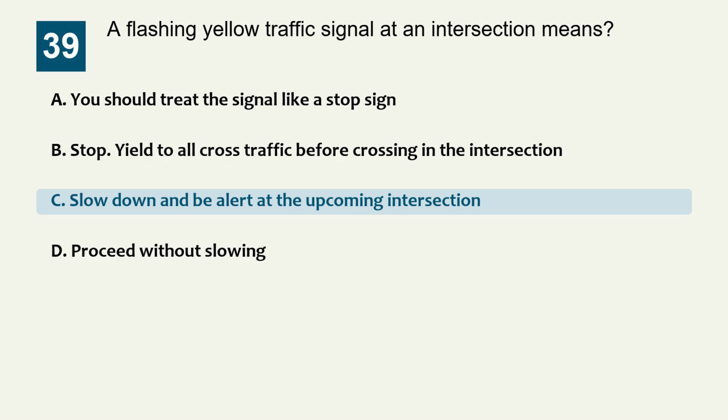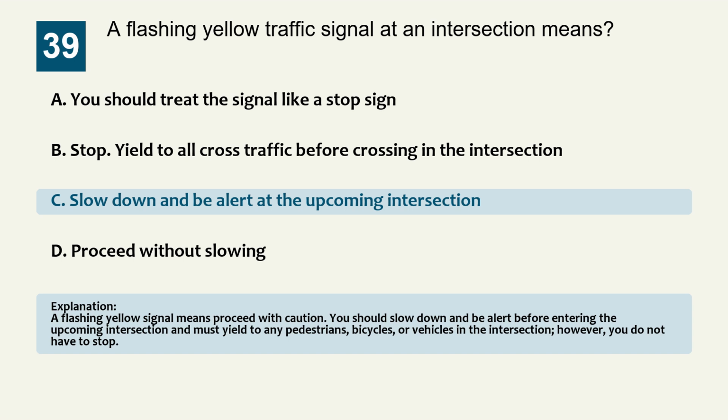The correct answer is option C. Slow down and be alert at the upcoming intersection. A flashing yellow signal means proceed with caution. You should slow down and be alert before entering the upcoming intersection and must yield to any pedestrians, bicycles, or vehicles in the intersection. However, you do not have to stop.